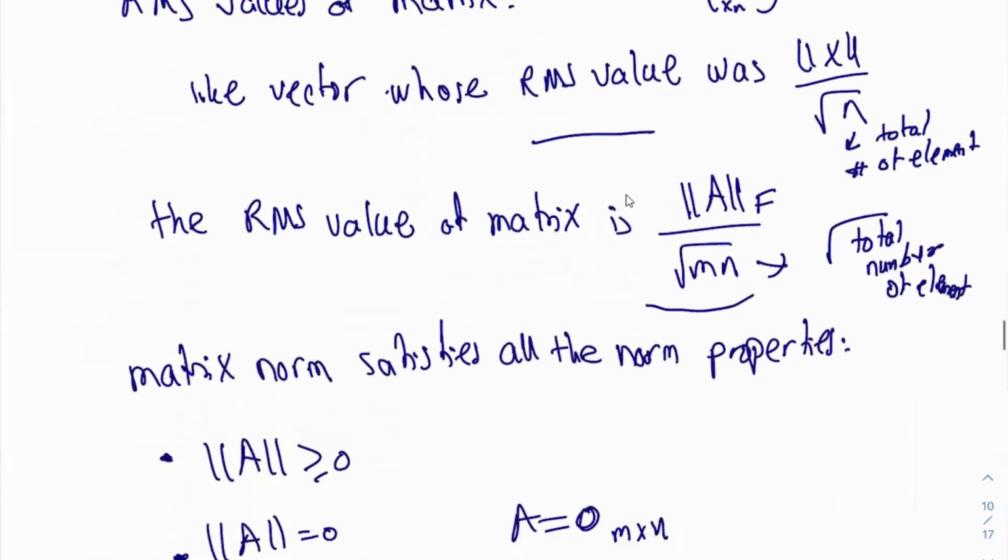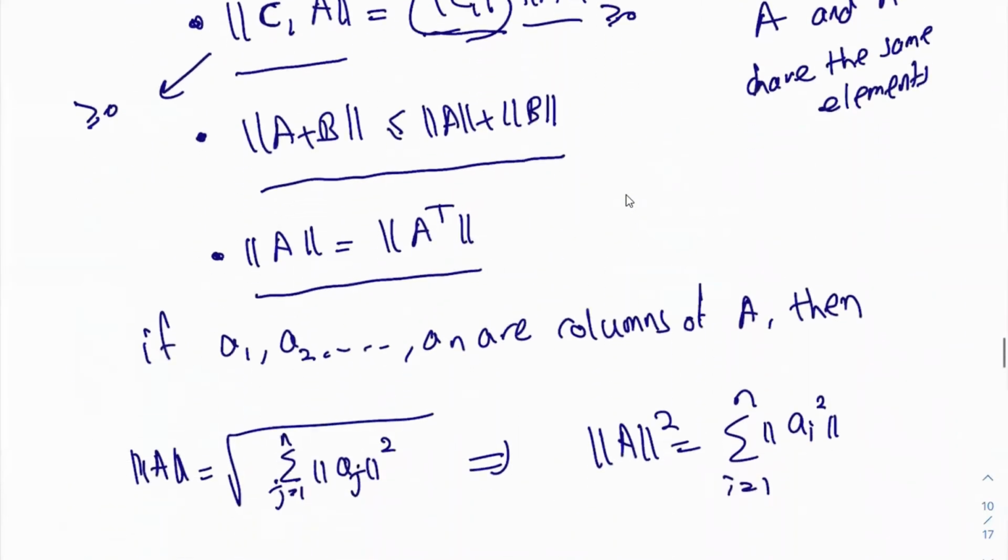Therefore, since A and A transpose have all the elements exactly the same, the Frobenius norm is the same. It's going to be clear here.